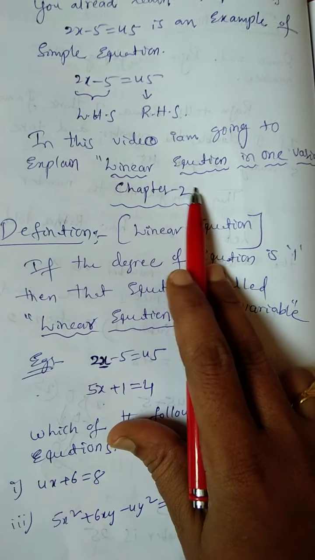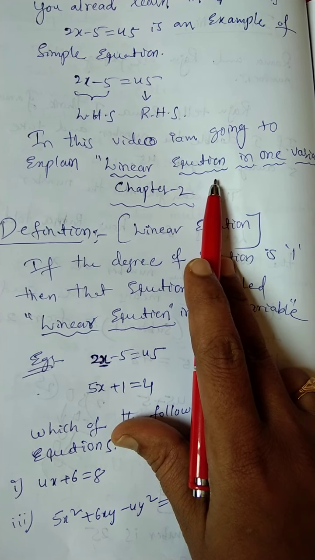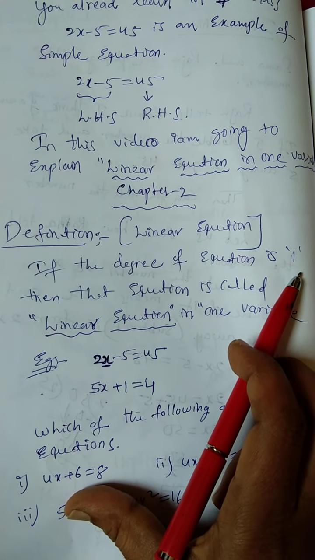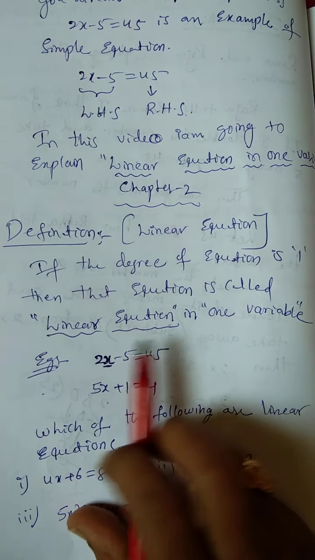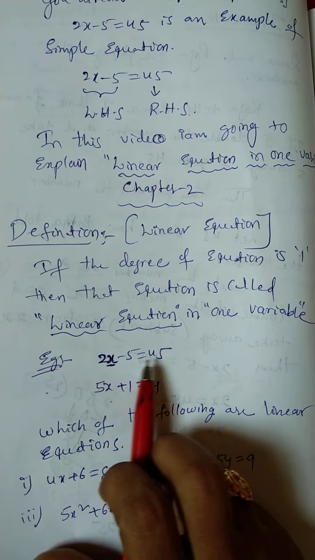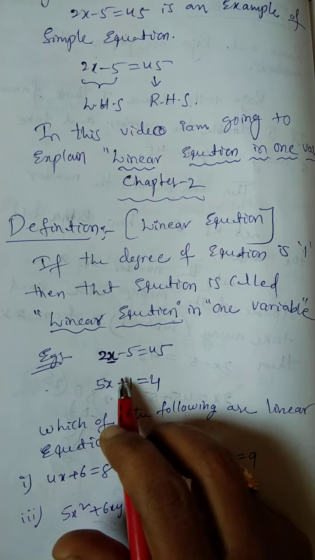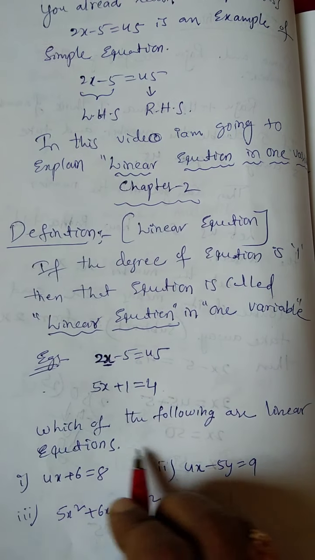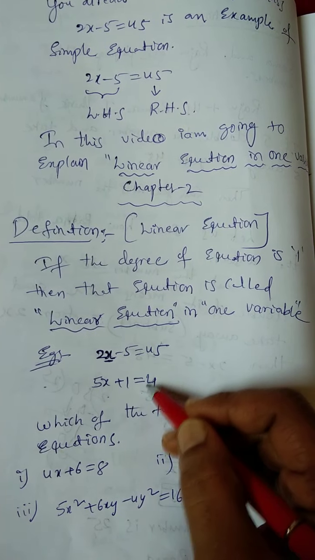So what is a linear equation? First you should know the definition. If the degree of an equation is 1, then that equation is called a linear equation in one variable. Example: 2x minus 5 is equal to 45. One more example: 5x plus 1 is equal to 4. Which of the following are linear equations? These are examples of linear equations.